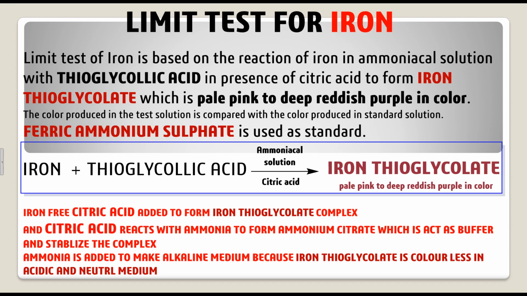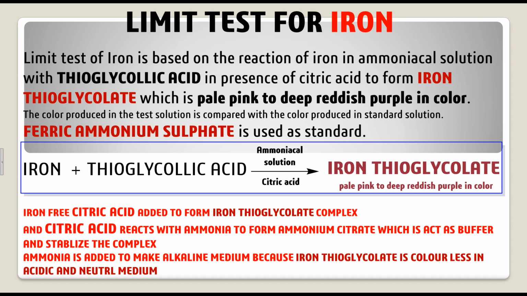What is the reaction? Iron reacts with thioglycolic acid in ammoniacal solution in presence of citric acid. You will get the iron thioglycolate complex. It looks pale pink to deep reddish purple in color. Here why we are adding this iron-free citric acid: iron-free citric acid is added to form the iron thioglycolate complex. Then the citric acid reacts with ammonia, because we are taking ammoniacal solution, right? Ammonia forms ammonium citrate, which acts as a buffer and stabilizes the iron thioglycolate complex.